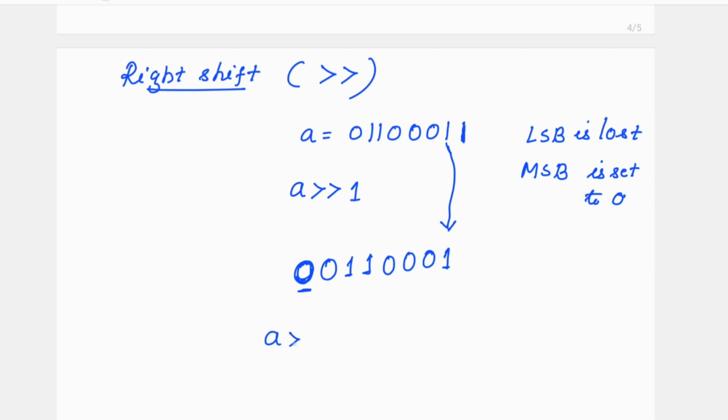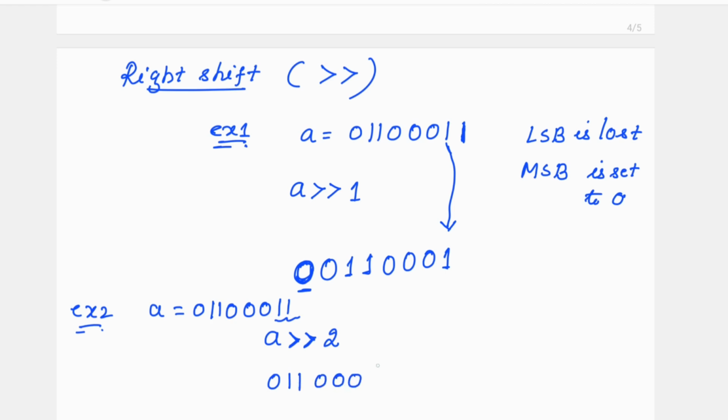Suppose you want to shift by 2 positions. This was example 1, and this is example 2. You want to shift A by 2 positions, then these 2 bits will be lost, and your new value will be 0 0 0 1 1 0 0 0. Since these 2 bits are lost, the 2 bits in the MSB positions are now 0.